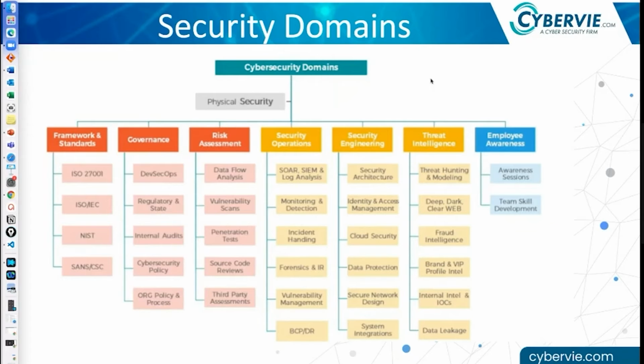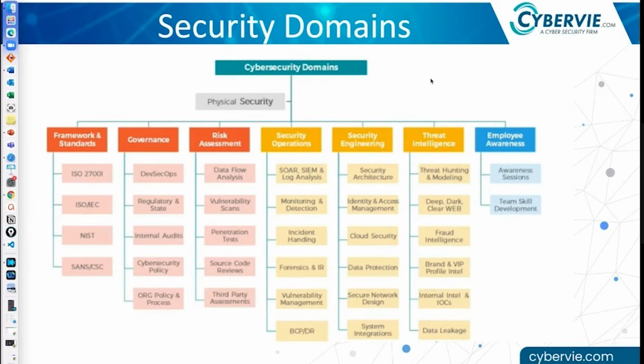Coming to security operations, this comes under the blue team. In security operations, the major things we have are monitoring and detection, then orchestration platforms, SOAR, then incident responder, forensics, vulnerability management, DR. This all comes under security operations. Then coming to security engineering, we have architecture reviews, designing the architecture, the IAM part, cloud security implementation, data protection and their implementations, network design, system integrations, migrations, all under engineering.